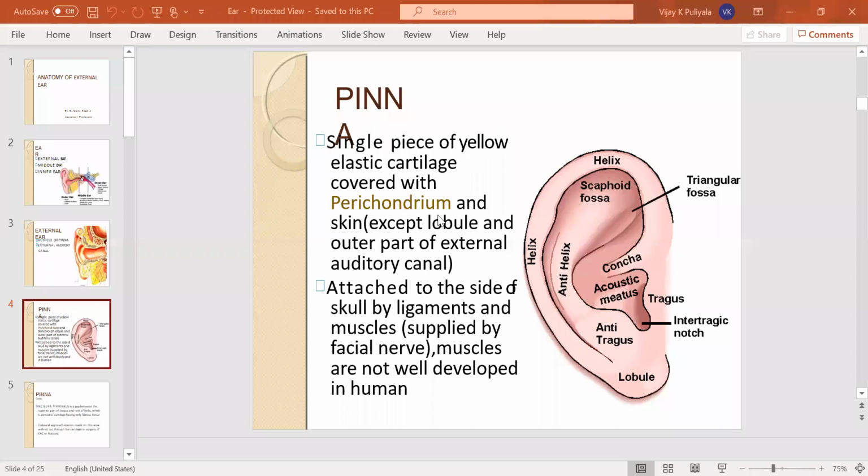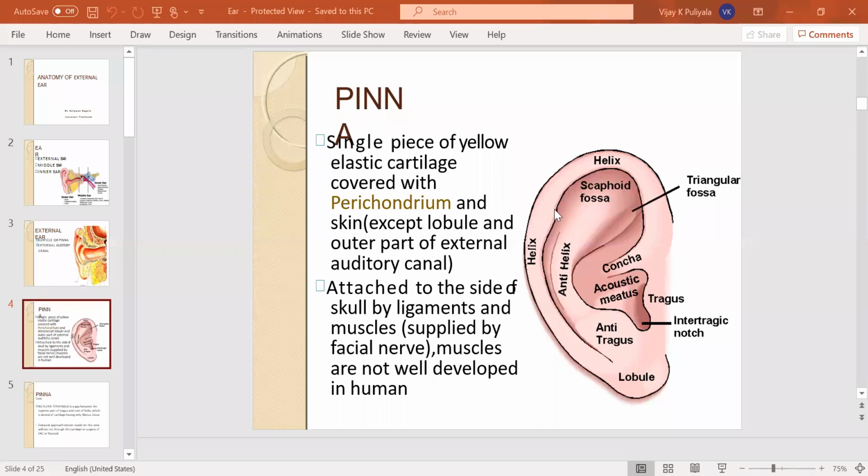Next, coming to the antihelix. Antihelix is another prominent peripheral margin, which is present parallel to the helix, in front of the helix. It partially encircles a deep depression.